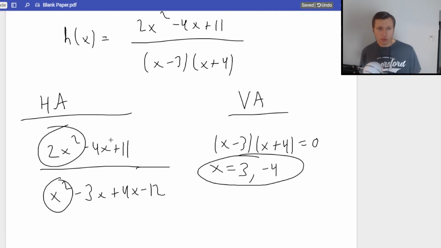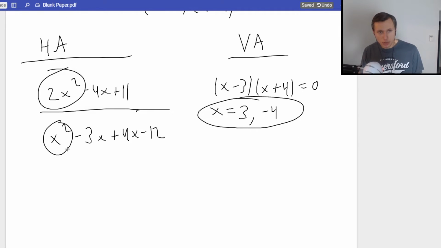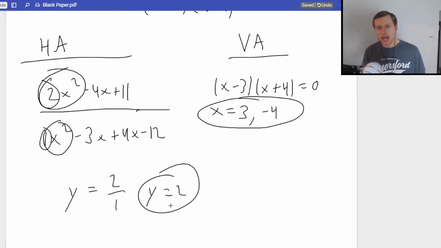Now, since these degrees are equal, hopefully you guys remember this, it's the ratio of the coefficients. What does that mean? We're looking at the 2 in the numerator, and really it's like an invisible 1 in the denominator. So the answer is y equals 2 over 1, or just y equals 2. That is our horizontal asymptote. Any questions on that one?